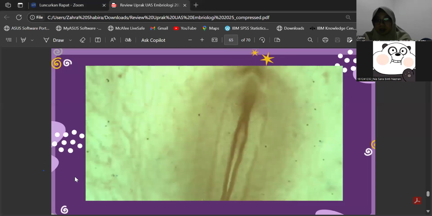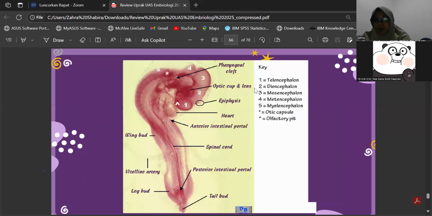Let's go to the next one. Now much more below, at the end of the area, it's tail bud and tail fold. Now this is the picture like last time in our last tutor. This one is 72 hour.